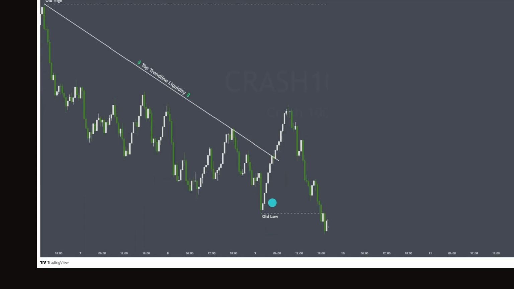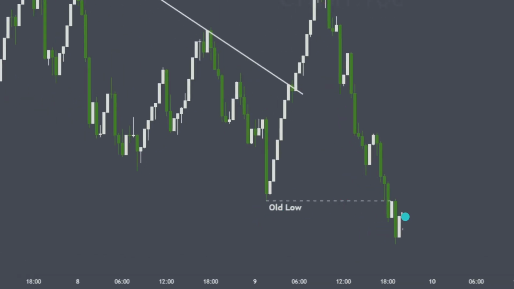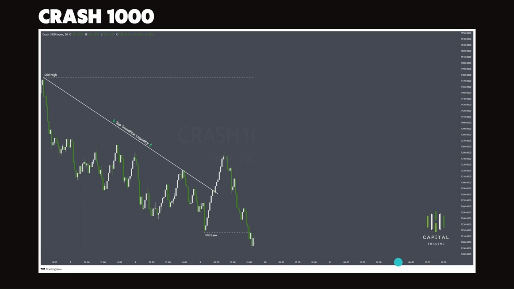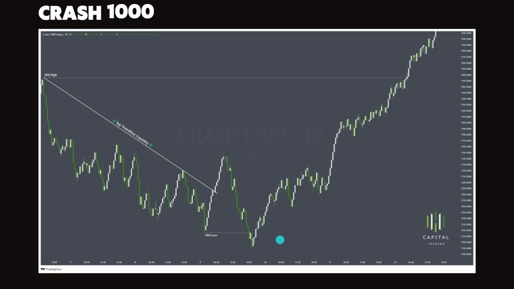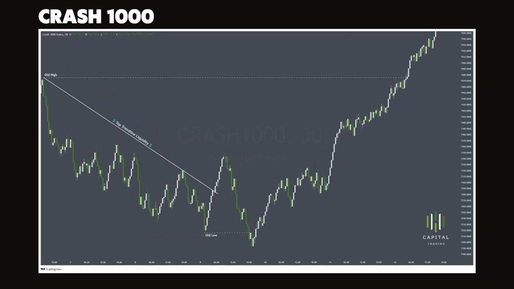So remember, we want to see if an old low is broken. We had that here. Price did break an old low. So what we want to see is if they're going to continue to the upside after breaking this old low. That's what happened here. Immediately they broke out this old low, they continued to spike to the upside. So that's what happened with Crash 1000.